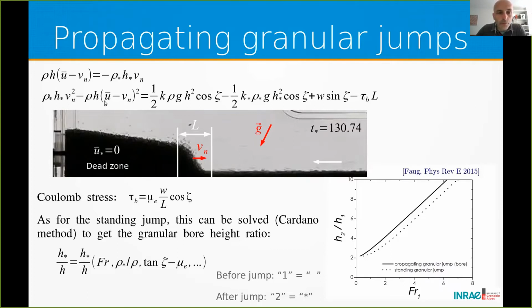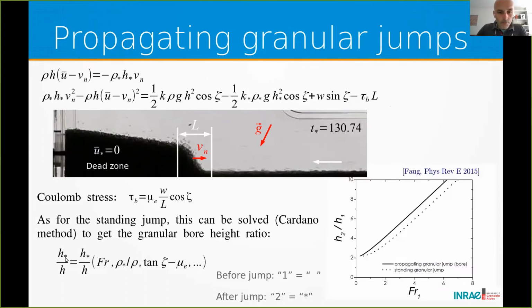And you can also develop the equation of conservation of mass and momentum and introduce the forces that are acting through the length of the jump, so the weight of the jump and the resistive force of the jump. You can also introduce the variation of density through rho star and rho. And with this, you can arrive again at a third order equation. I don't show the detail. And you can solve this equation again with the Cardano method.